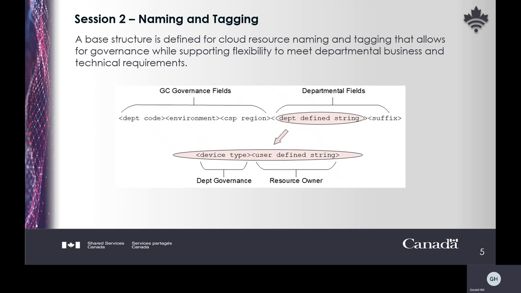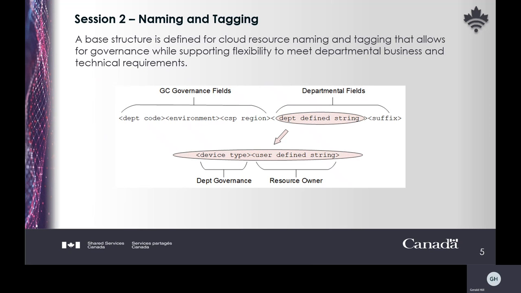So you see things are broken down into fields. The first 3 fields of the naming strategy are part of the governance fields. The first field is a department code, a 2-letter identification code assigned to each department. Then environment, whether it's production, sandbox, UAT, whatever it may be, and the CSP and region. So if it's AWS and Central, or Azure East, whatever it may be.